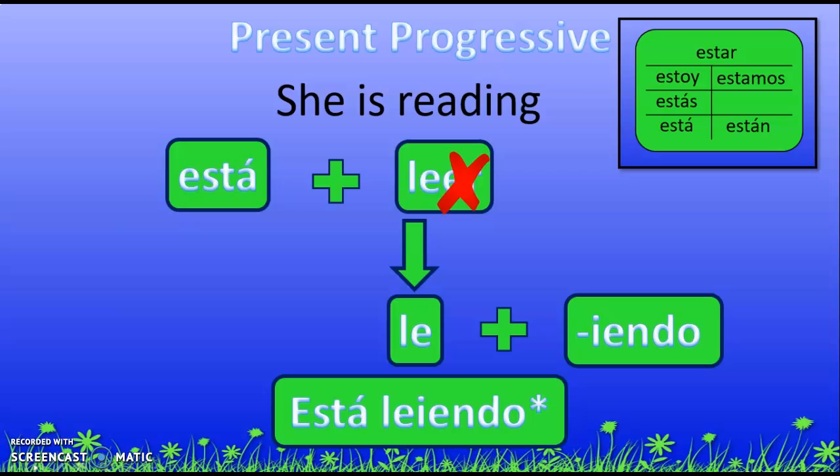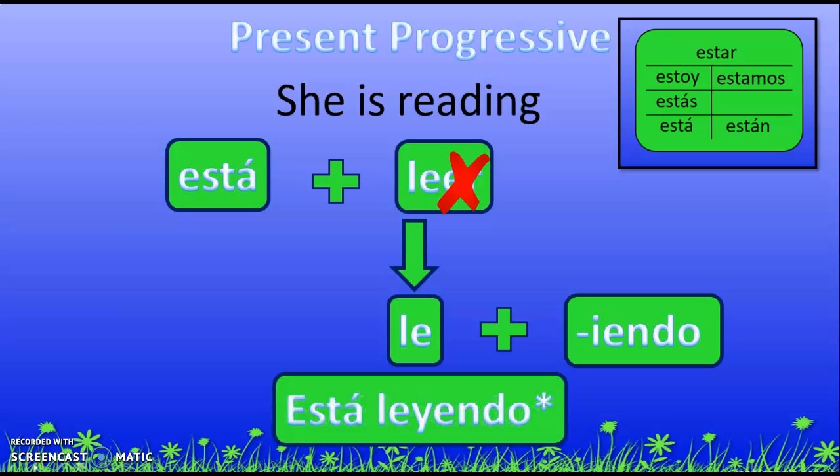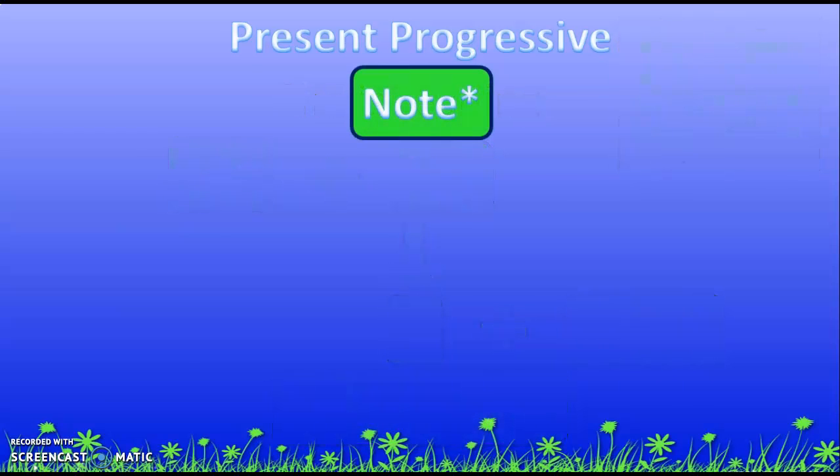We began with L-E-I-E-N-D-O, but we changed the I to a Y, and it became leyendo, and that's the way to spell that word in Spanish. Está leyendo. She is reading.